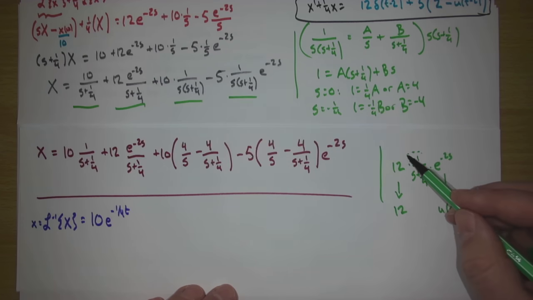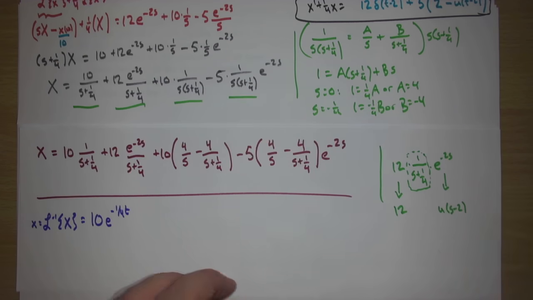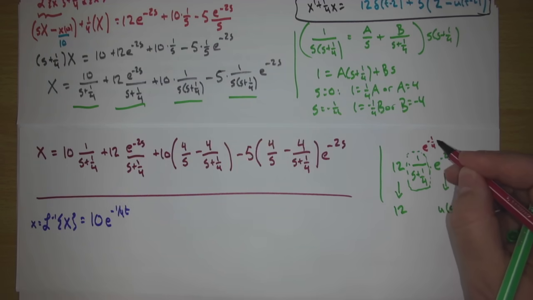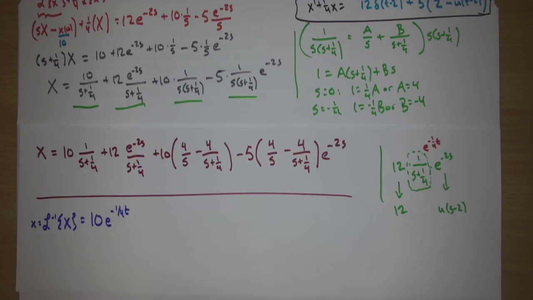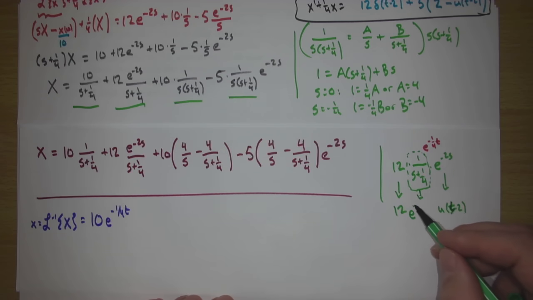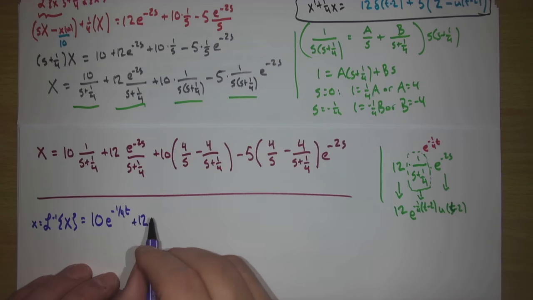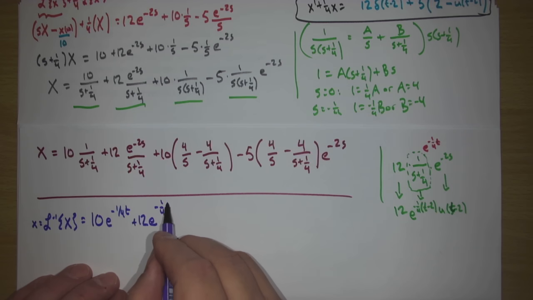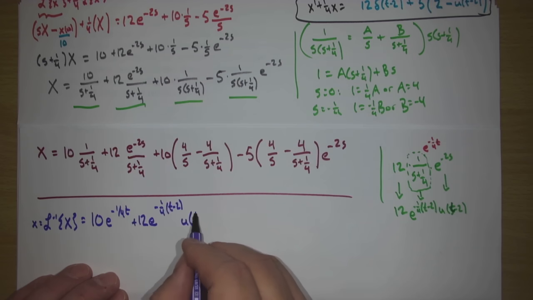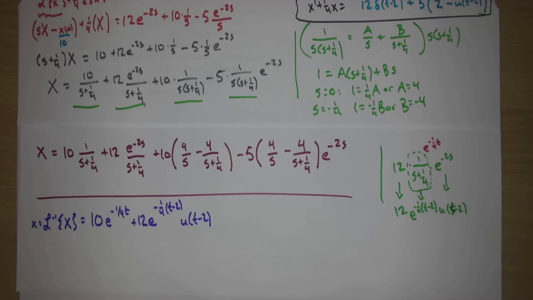And now you say, well, what's this function? Normally, by itself, this would be e to the minus 1/4 t, just like it was over here. Oops, I wrote s minus 2. This should be t minus 2. My apologies. But what will it become? Yeah, e to the minus 1/4 (t minus 2). Okay, so continuing on, we have plus 12 e to the minus 1/4 (t minus 2) u of t minus 2.